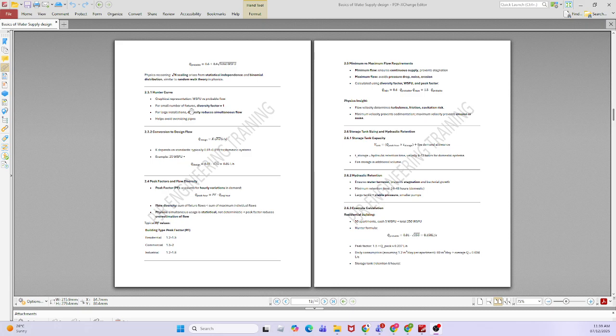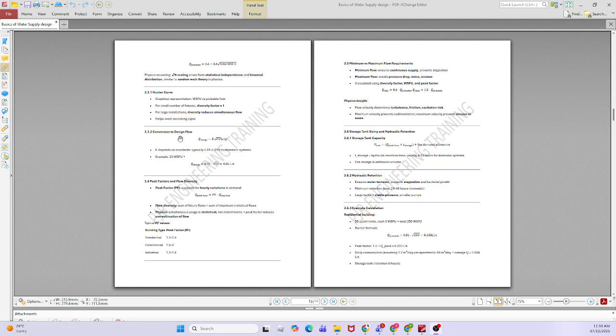For a small number of fixtures, the diversity factor can be 1. If you have one toilet, you can take it as 1 full flow. But in a large installation, diversity reduces simultaneous flow. If you have 10 fixtures, it will give you a different flow rate, not 1 is 0.3 and 10 is 3. Not like that. The more the fixtures, the more your flow rate or WSFU will go down.